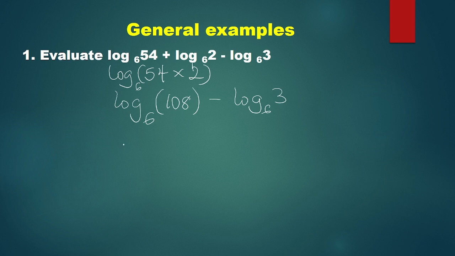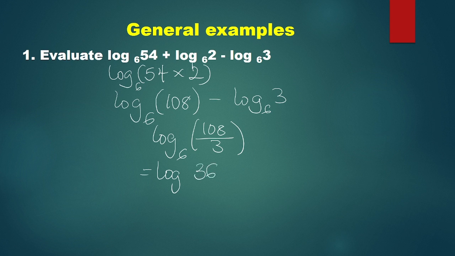Now, I can also rewrite this as log 108 divided by 3. Because there is a subtraction in between them, I can divide the two logs to form one log. So the two logs have been joined together to form one log using my division or quotient rule. Now, 108 divided by 3 is 36, so it is log 36 in base 6.